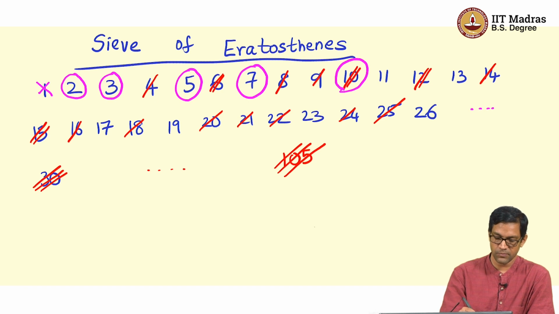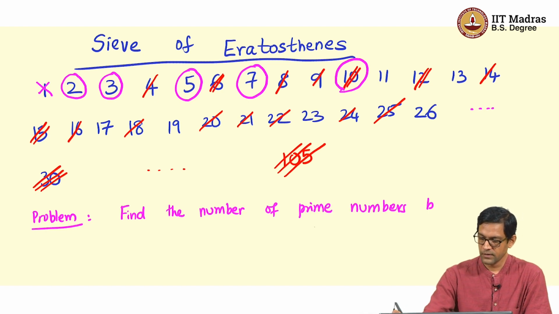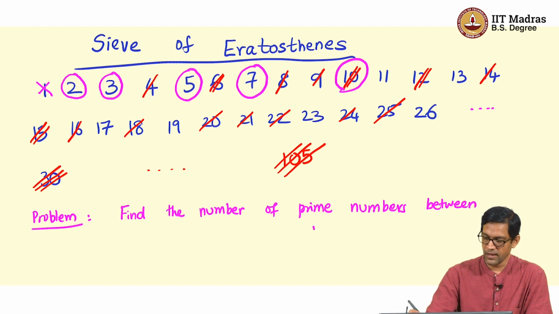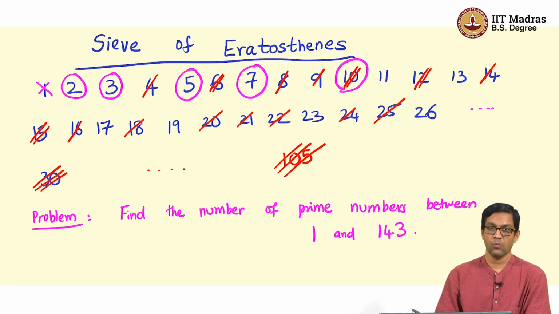Okay, so here is a problem for you to think about. Find the number of prime numbers between 1 and the next one. So I went to 120, which is just 1 less than 11 square, 121. So I want to now go to 143. Okay, find out how many prime numbers there are between 1 and 143. Okay. So, try this using the same kind of idea that we already used.